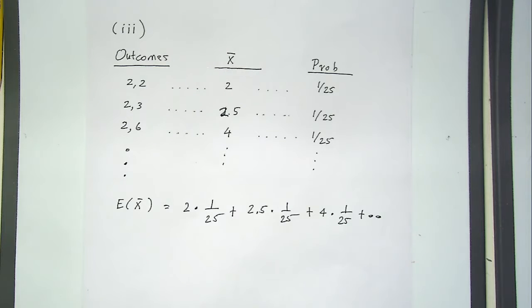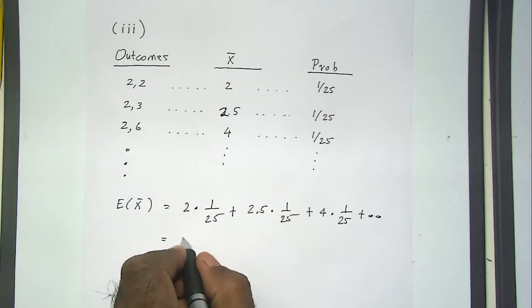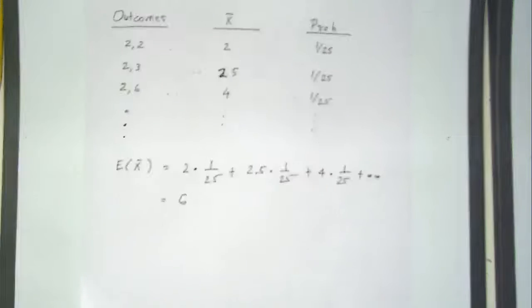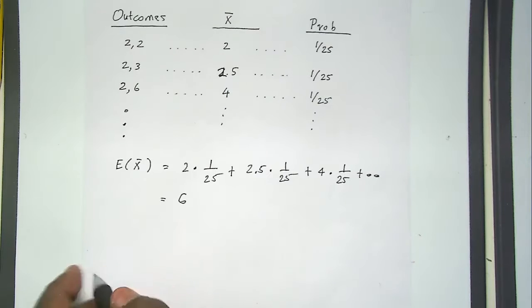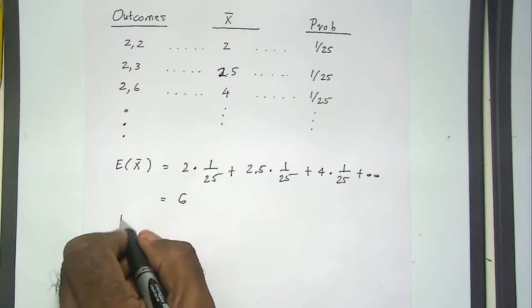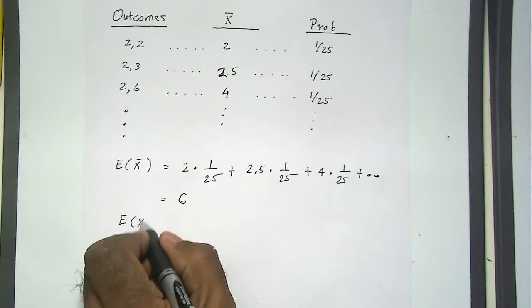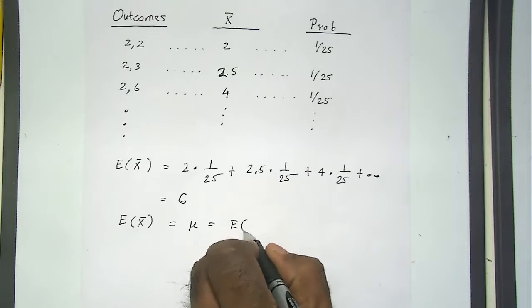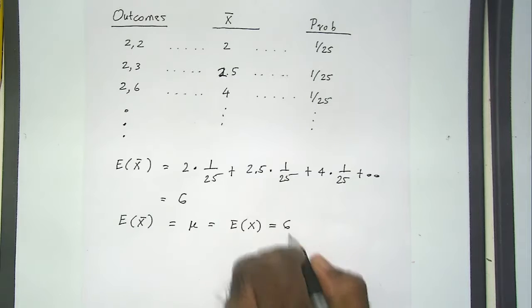Let me check. You will get the answer 6. Another way to do that is to use the fact that the expectation of x bar is mu, which is the expectation of x, which is equal to 6. Of course, we know that.